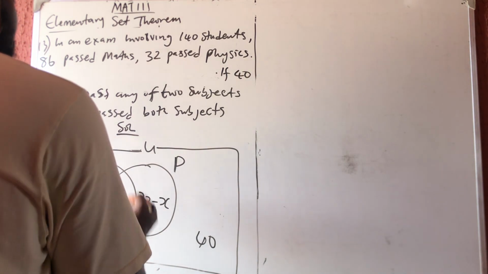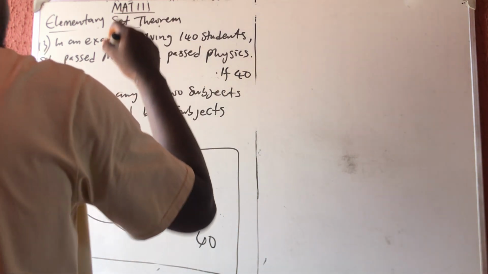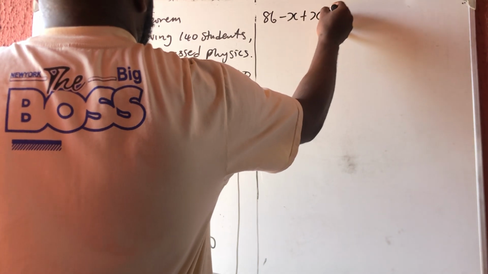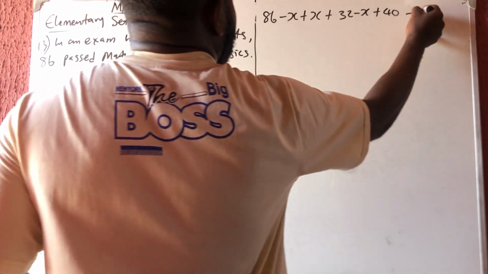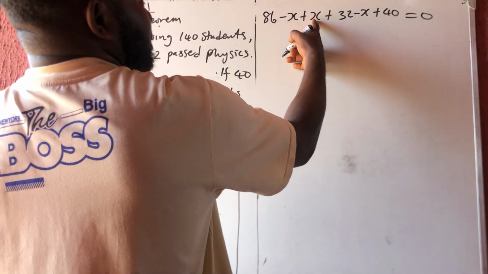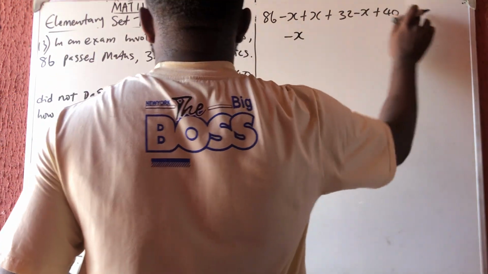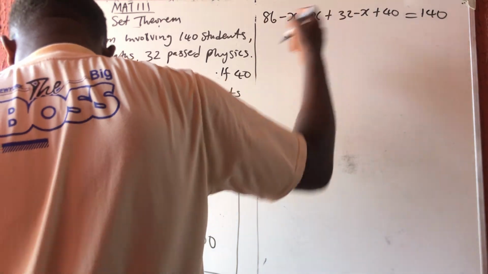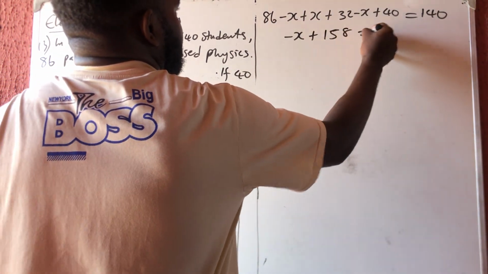From the other one, but let us check if it is true. Now you have to add everybody in the universal set and equate to 140. So I can say 86 minus x plus 32 minus x plus 40 is equal to 140. Now x minus x is gone. I'm left with minus x. This plus this will give me 15 plus 158.